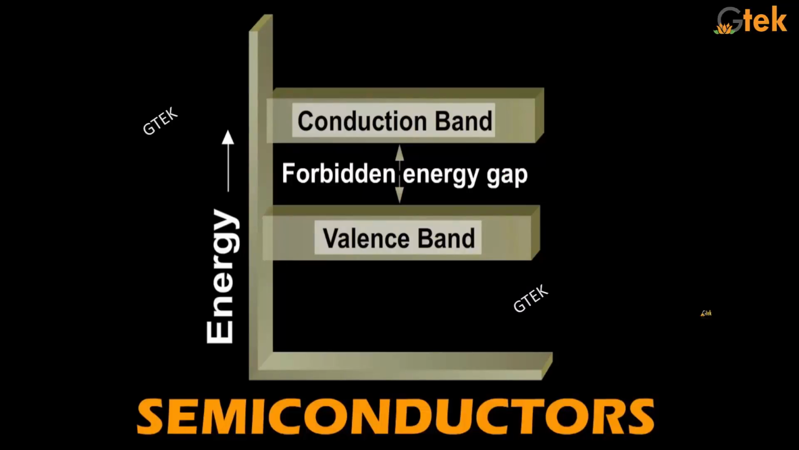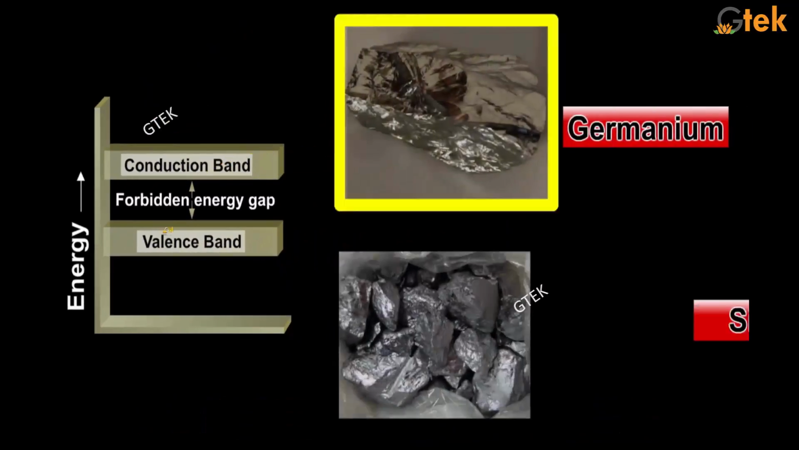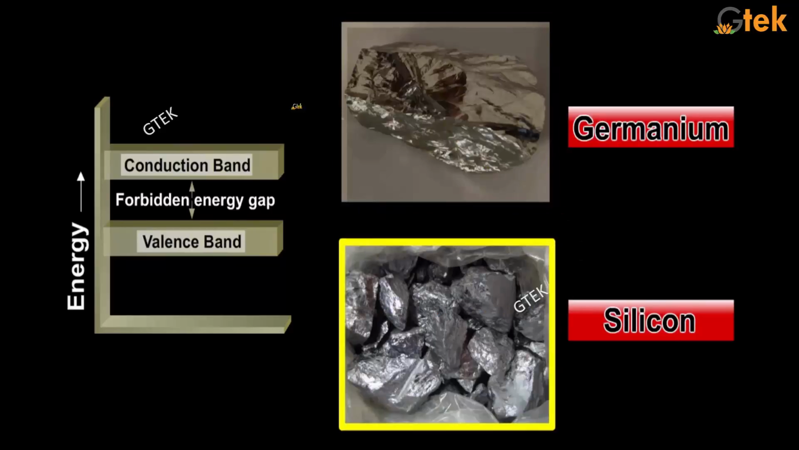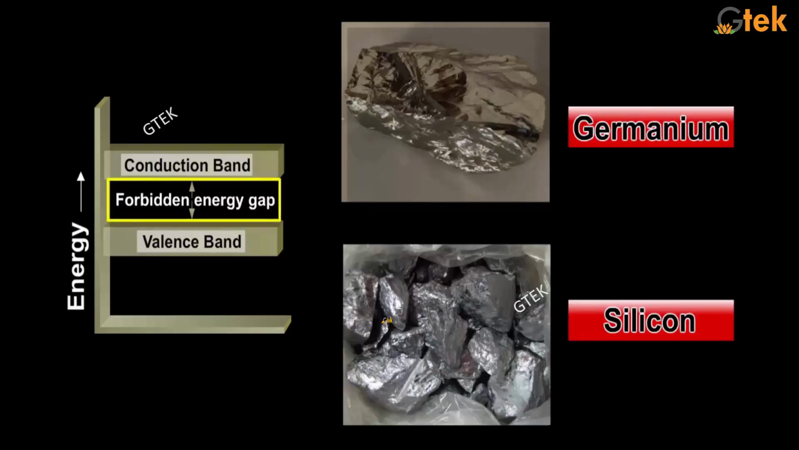Now let's see about the forbidden energy gap. You are able to see the forbidden energy gap for the semiconductor. I am trying to show you a three-dimensional view of how the forbidden energy gap works. You are able to see two elements, germanium and silicon. These are mainly used for creating semiconductors.